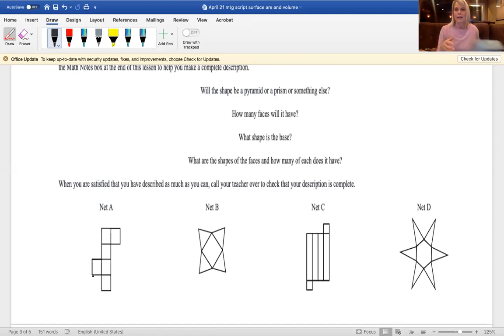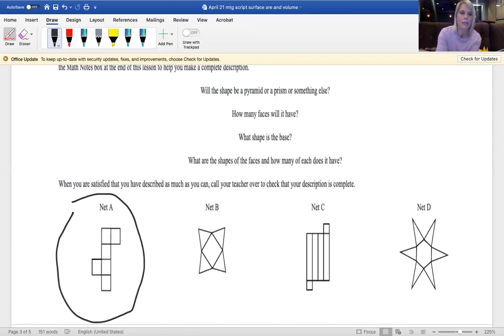Think about it. Oh, good. I saw John type it in. Good, John. Rectangular prism. Yes, because remember, squares are rectangles. So you could call net A simply a cube, which is the easiest name, or you can call it a rectangular prism. So net A is a cube or rectangular prism.